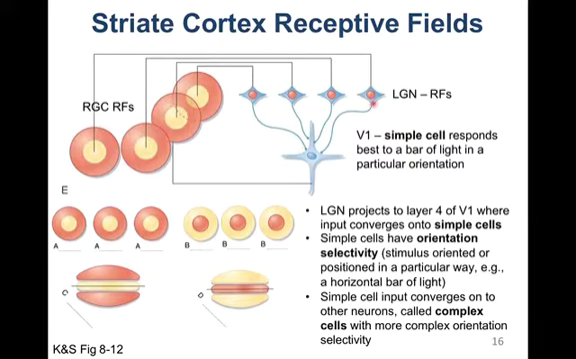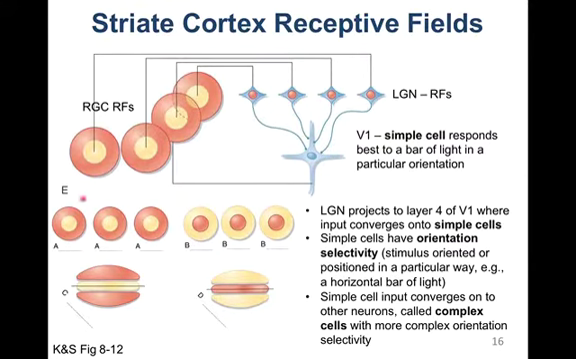Now, within layer 4 of V1, we have two different types of cells, simple cells and complex cells. Let's start with the simple ones. So this is an example of a simple cell, and it's receiving input from multiple LGN neurons. So the receptive field of this simple cell is going to be the sum of the receptive fields of the neurons that project to it.